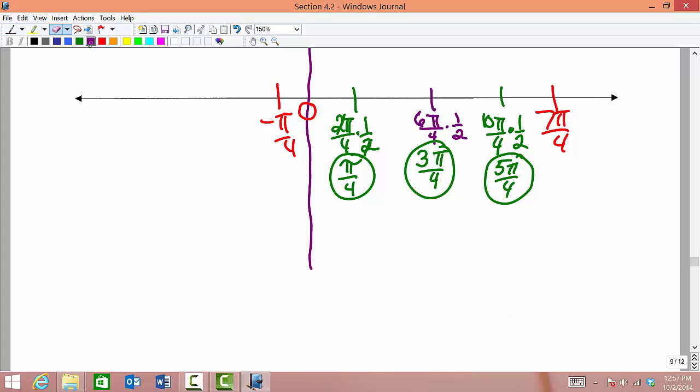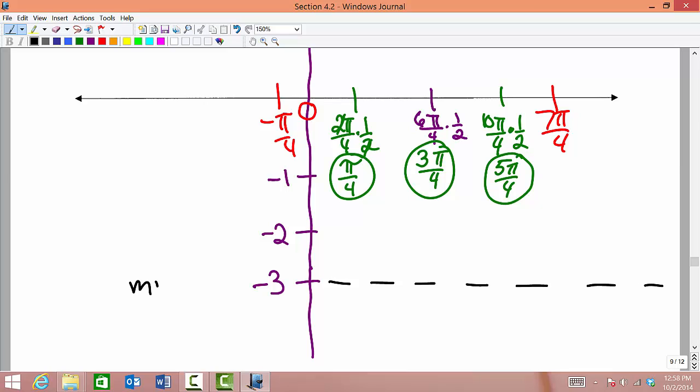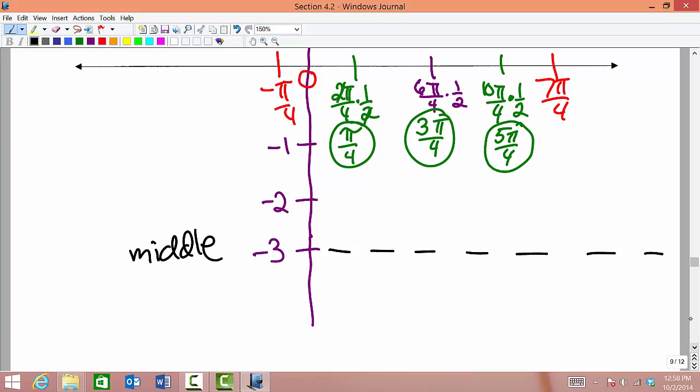Okay, so here we go. We're going to mark off, say, negative 1, negative 2, negative 3. So here's the new middle of our graph. So the middle of the graph, instead of being at the x-axis, is now shifted down to y equals negative 3. And the amplitude is a 2, positive 2. So we're going to have to go down to -5 for our minimum.